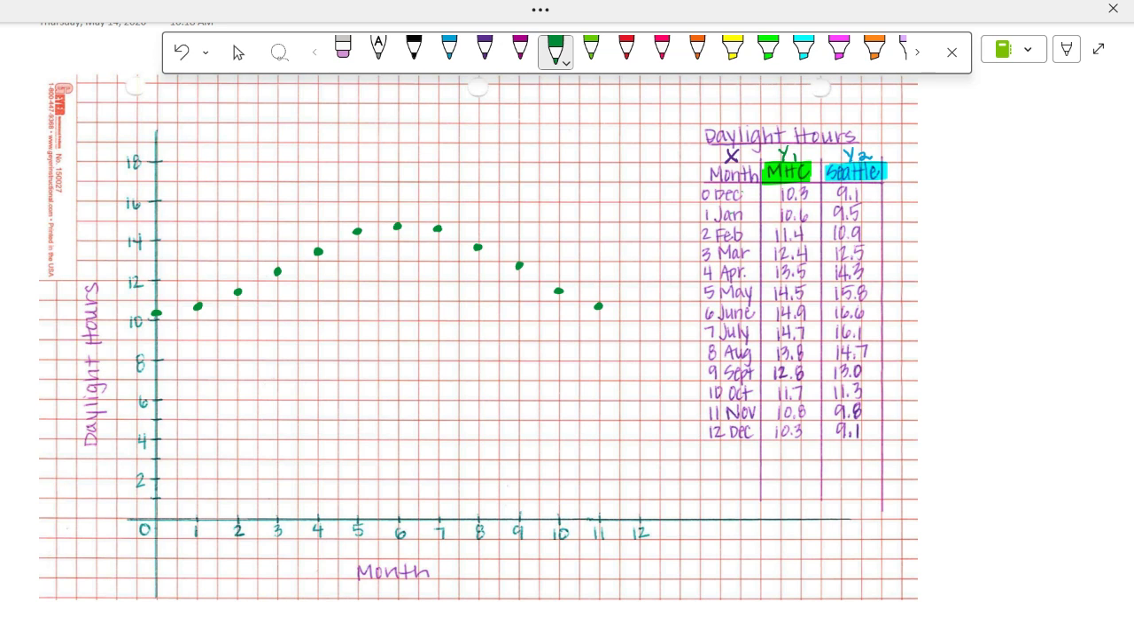And then finally, we end up back at December. So that means we should have the same number of daylight hours that we did in the first December. So that'll be 10.3. So try your best to level that point with the first point that you did. It doesn't have to be exact, but just close. And then you're going to connect the line.